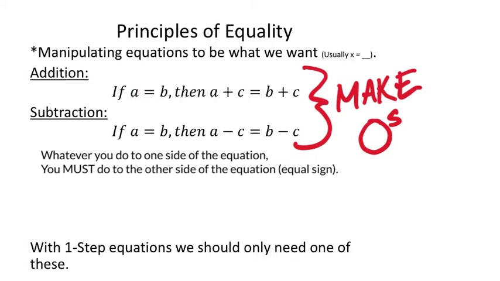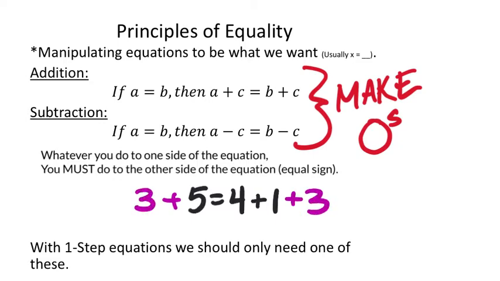Now let's look at that example that we saw before: 5 equals 4 plus 1. That's a true statement right there. But I can keep it true if I were to, I don't know, add 3 to this side and then add 3 to this side. I can just add 3 to both sides and then it remains true.